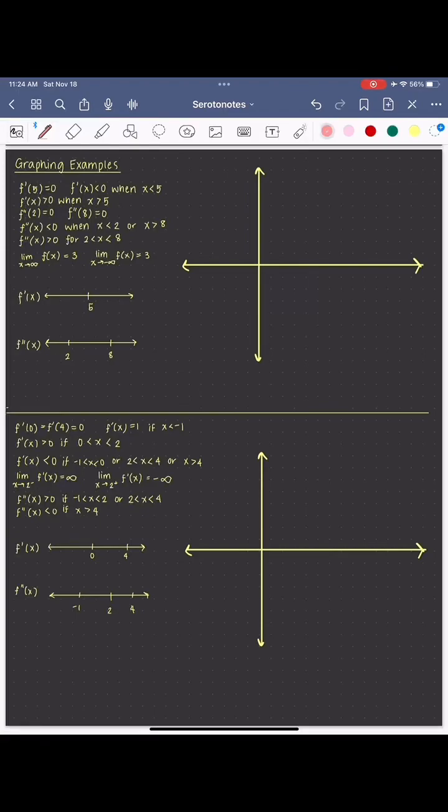Hello, for this video we'll do more graphing examples. This time it's going to be a little bit more challenging because we have limits involved.